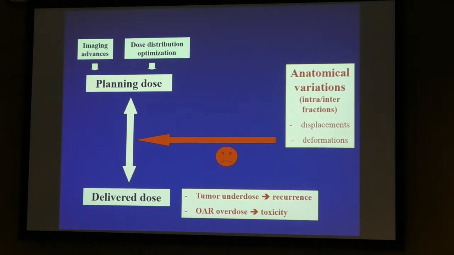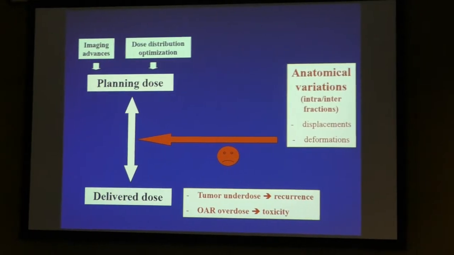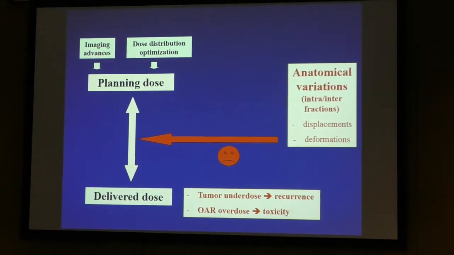Anatomical variation occurring between fractions and during the fraction, and 2 kinds of anatomical variation can be considered: the displacements, which are relatively easy to correct, and deformations. And of course, the issue behind this anatomical variation is the risk of tumor underdose and therefore recurrence, and organ-at-risk overdose and therefore toxicity.